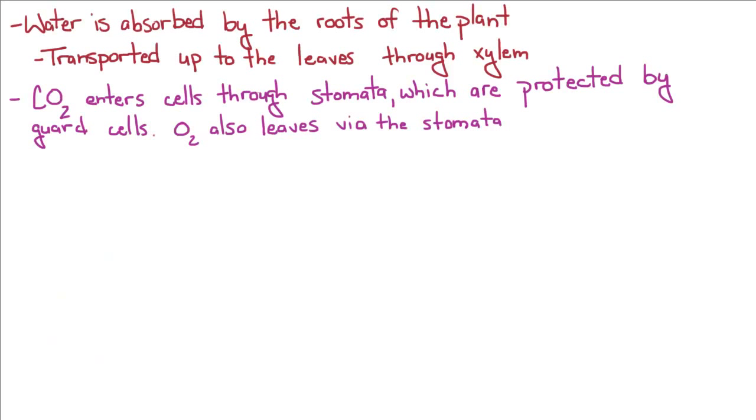The plant is going to get water through the roots. It's absorbed and transported up to the leaves through what is called xylem, and CO2 is going to enter through stomata, which are little pores within the leaf. These stomata are going to be protected by guard cells, so nothing else that's not supposed to be there is going to come in, and then oxygen is also going to leave through the stomata.